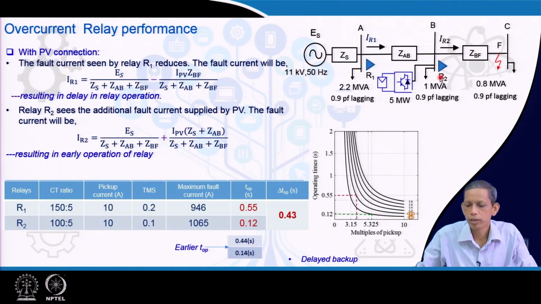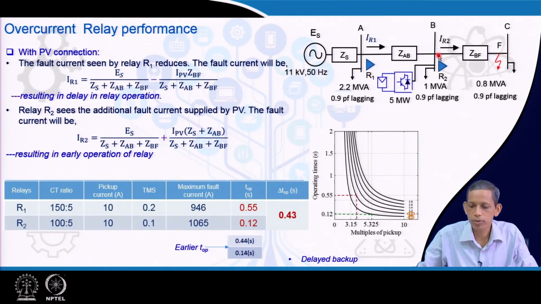Now, what will happen? PV is connected at bus B. So, a 5 megawatt PV is connected at bus B, same fault. Now, with the PV connection, the fault current seen by relay R1 decreases. We have already mentioned that with PV connected, the contribution seen by R1 will be decreasing, resulting in a delay in the relay operation of R1.